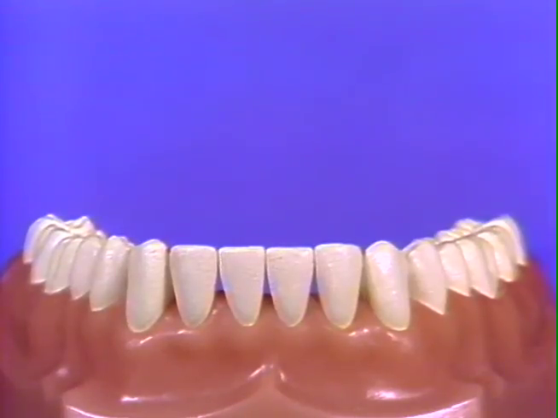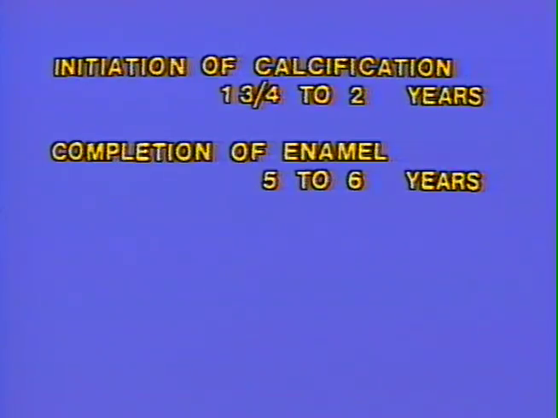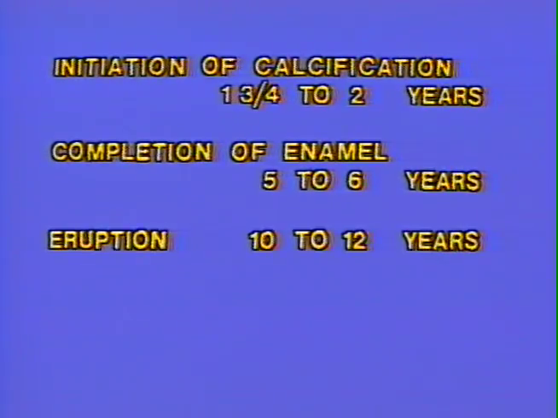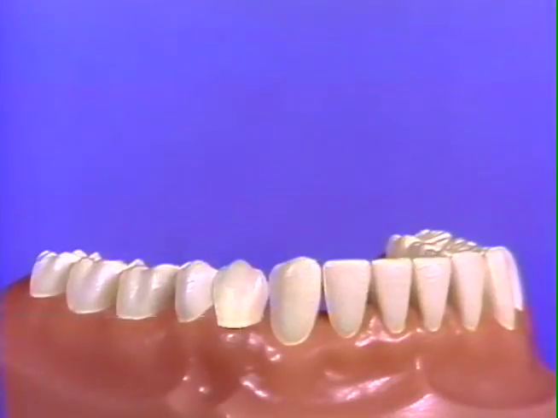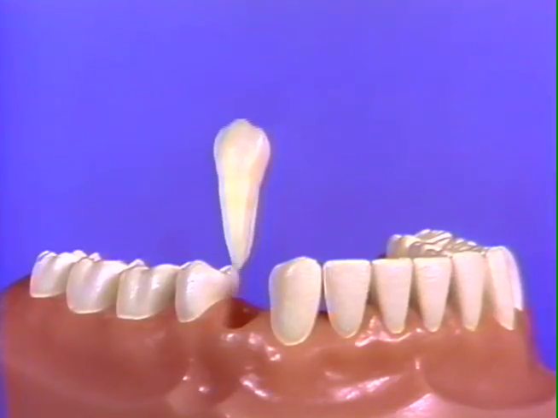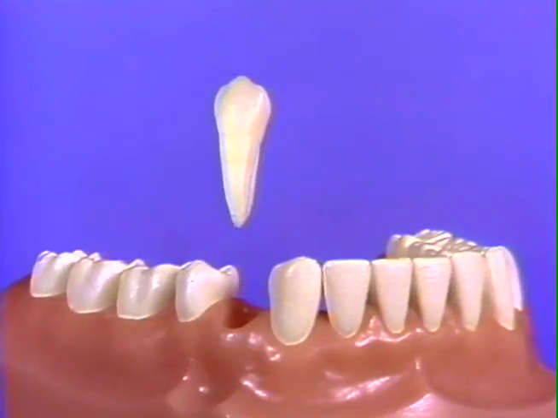The mandibular first premolar has a closer resemblance in form and function to the canine than the other premolar in the mandibular arch. The first evidence of calcification of these teeth is between 1 3/4 and 2 years. The enamel layer is completed between the 5th and 6th year, with eruption usually occurring between years 10 and 12. Root formation is completed between the 12th and 13th year. The mandibular first premolar is always the smaller of the two mandibular premolars, whereas the opposite is generally true of the maxillary premolars.